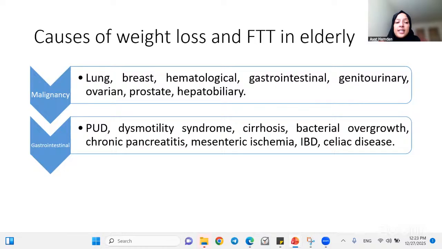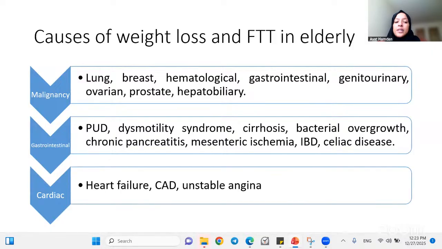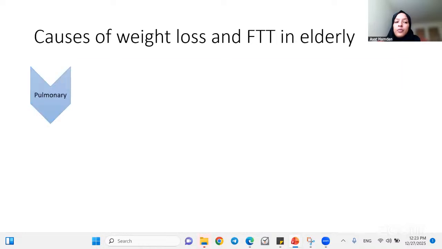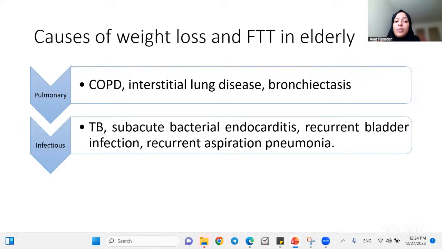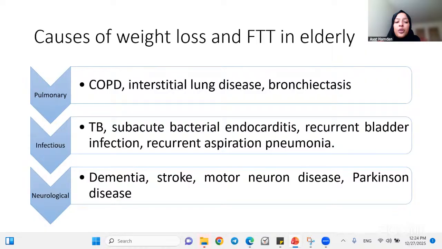For gastrointestinal diseases, mainly peptic ulcer disease, dysmotility syndrome, cirrhosis, bacterial overgrowth, chronic pancreatitis, mesenteric ischemia, inflammatory bowel disease, and celiac disease. For cardiac diseases, remember heart failure, coronary artery disease, and unstable angina. For pulmonary, remember COPD, interstitial lung disease, and bronchiectasis. For infectious, remember mostly all infectious diseases, but focus on tuberculosis, subacute bacterial endocarditis, recurrent bladder infection, and recurrent aspiration pneumonia.